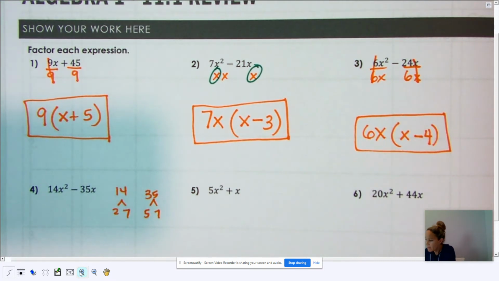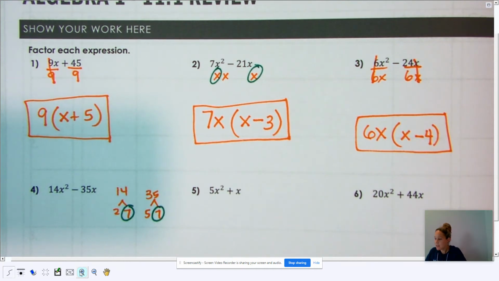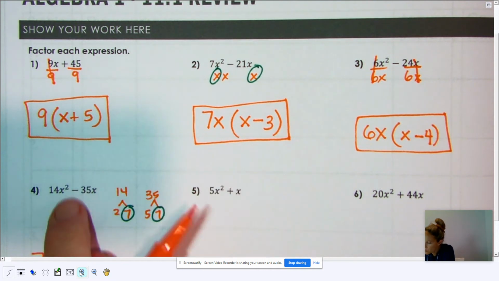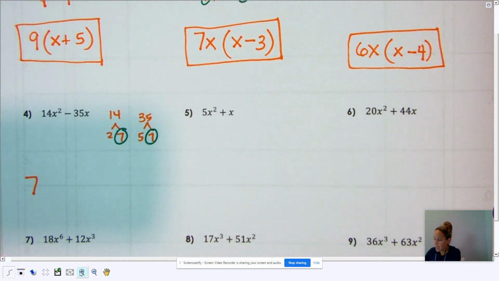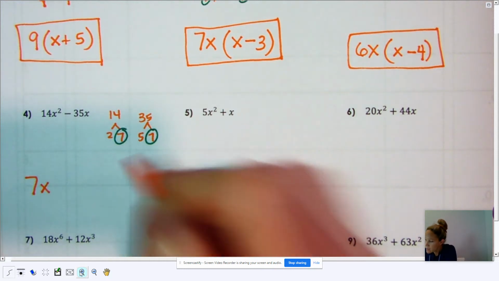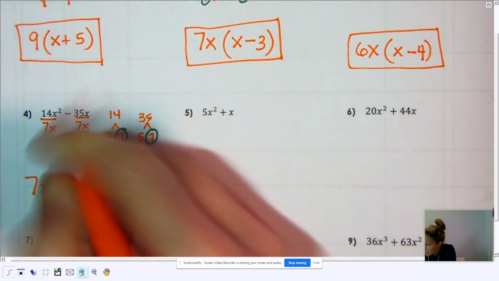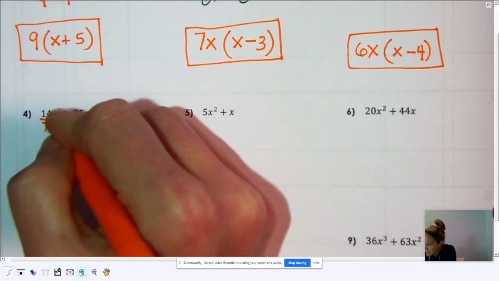So what do they both have in common? They both have a 7. Okay, so 7 is the biggest number that I can pull out. And then if they've got 2 x's and 1 x, the most x's they have in common would be 1. So I'm going to divide by 7x on both of these. And I'm going to put what's left. 14 divided by 7 is 2. I had 2 x's.